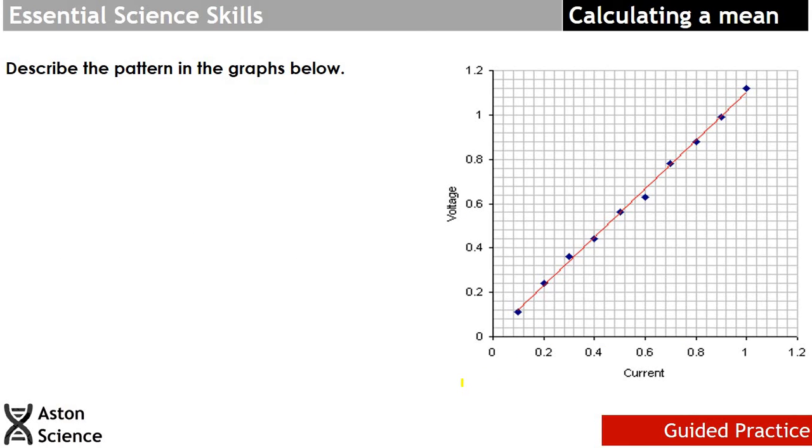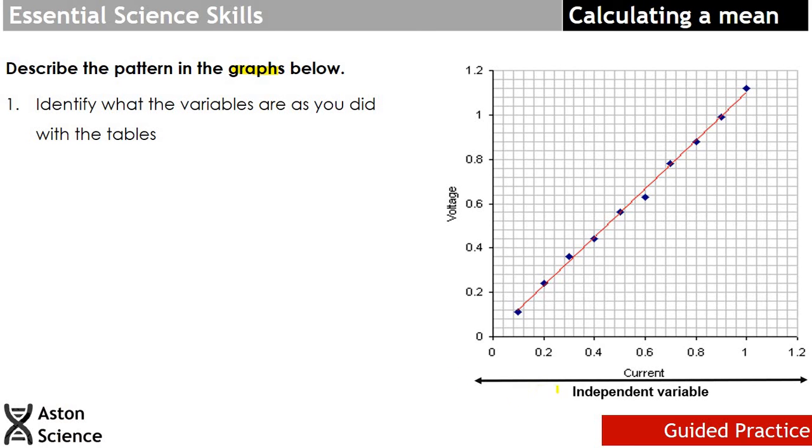Okay, we're now going to have a look at doing the same, but this time in a graph. The steps are very similar. So the first one would be identify what the variables are. In a graph, our independent variable goes along our x-axis, meaning that would be our current, and up our y-axis is our dependent variable, meaning our voltage is the dependent.